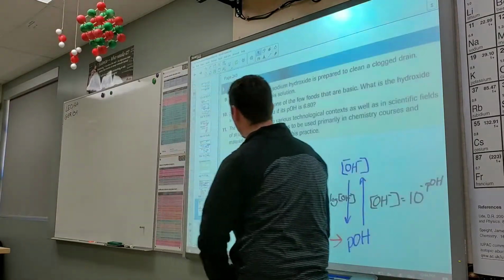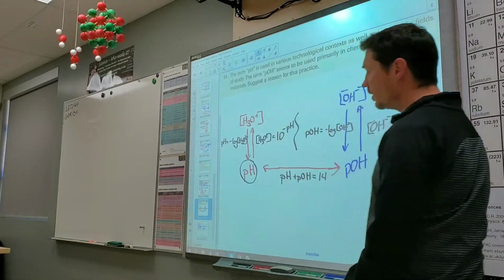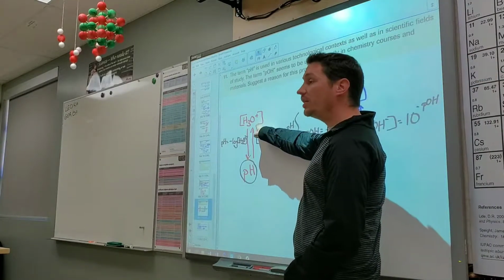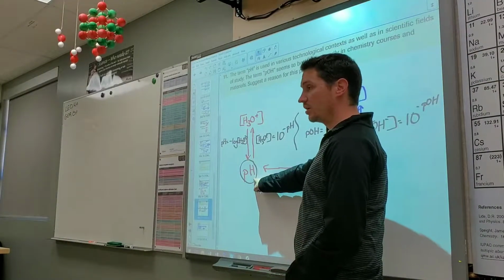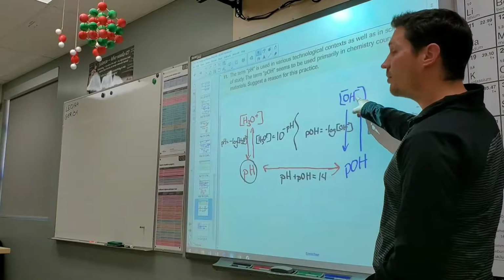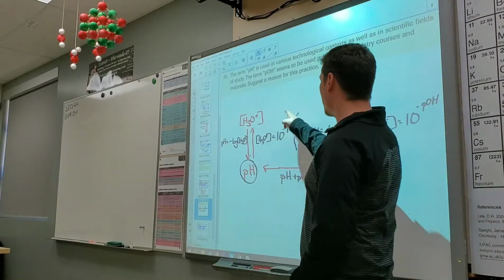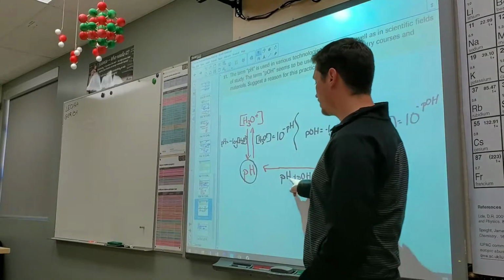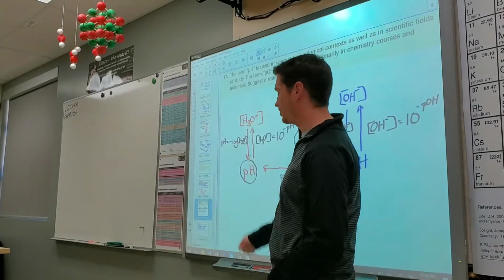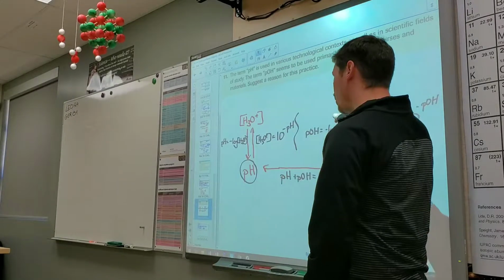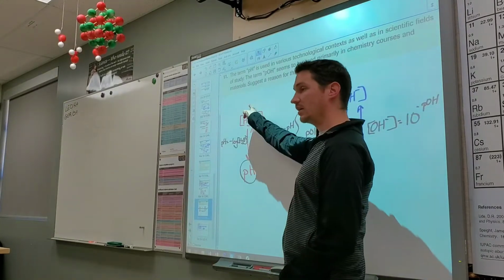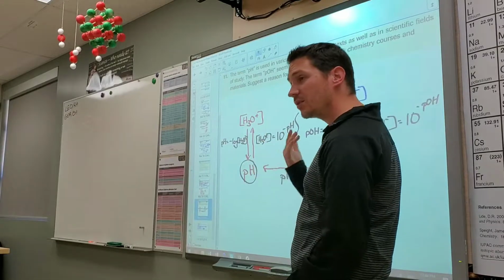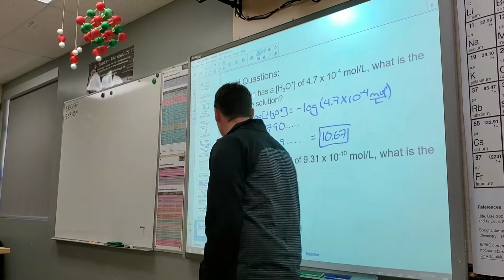If we go back to the previous slide, if I want to get hydronium, the only way to do that is from the pH. So if I want to go from hydroxide to hydronium, I've got to go from hydroxide to pOH, from pOH to pH, all the way up to hydronium. So I'm going to have to do 3 separate calculations in order to get there. It won't be that bad. They're pretty quick calculations.